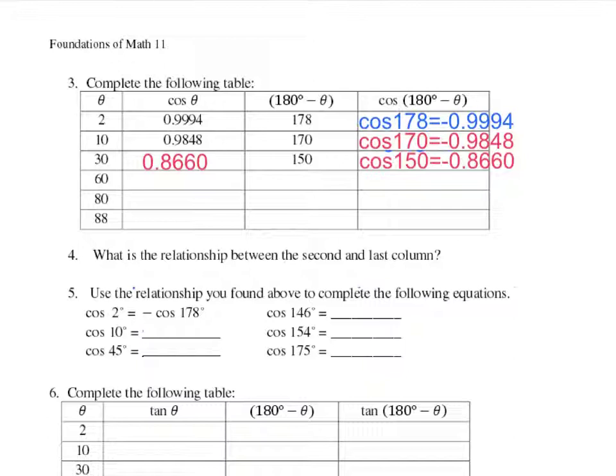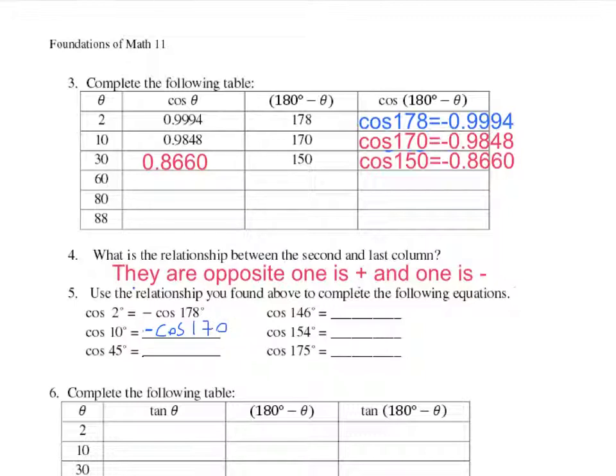So what is the relationship between the second column and the last column, cos theta and cos 180 minus theta? Well, the relationship is that they are opposite. One is positive and one is negative. So if we were to describe a relationship, cos of 2 is equal to negative cos 178. Cos of 10 is equal to negative cos 170. Cos of 45 is equal to negative cos 135. And so on and so forth.